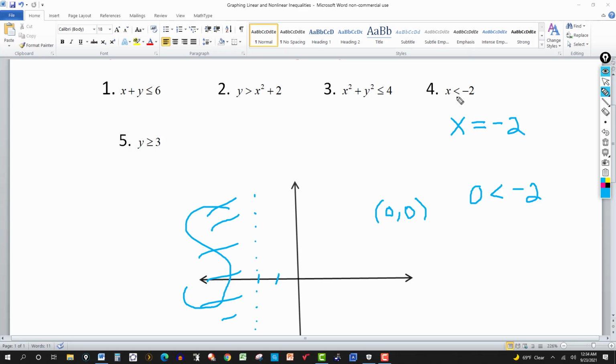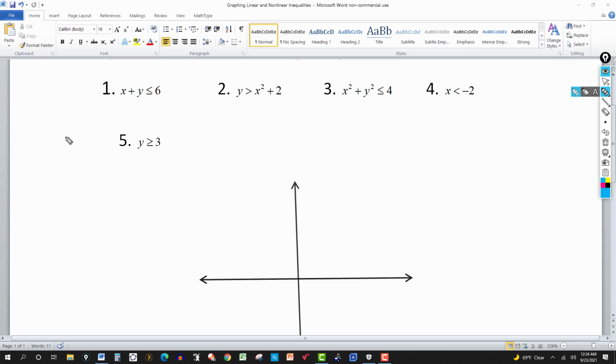Again, if this had an equals under the less than, the only difference is this would be a solid boundary. Now let's clear this. The next one is y greater than or equal to 3. So ignore the greater than for now and just make it into a regular equation: y equal to 3. You should recognize that as a horizontal line passing through the point 0, 3. And because it has the equal, it's going to be a solid line.